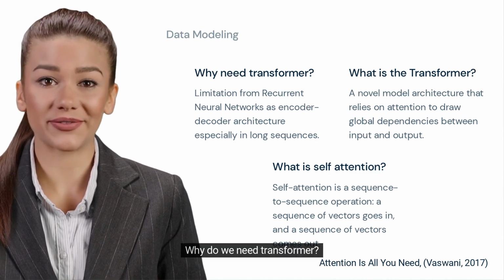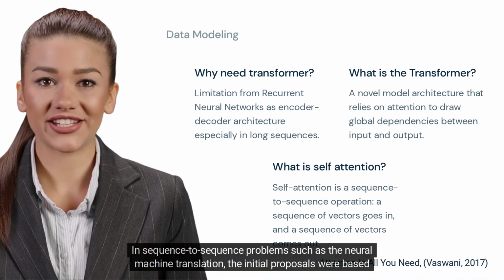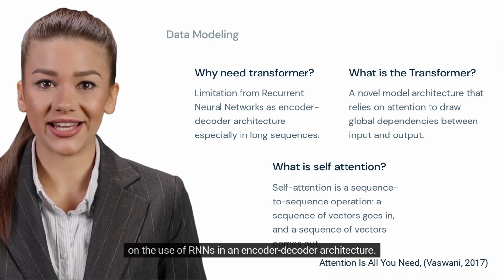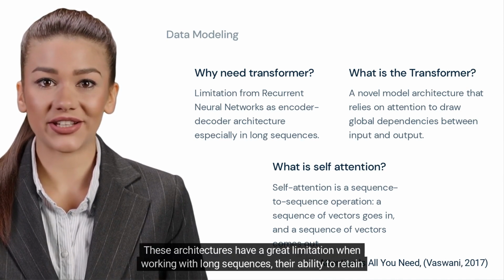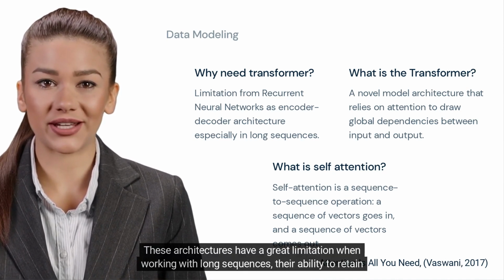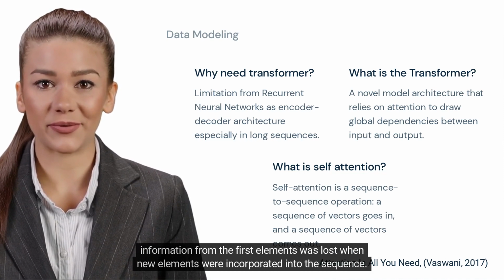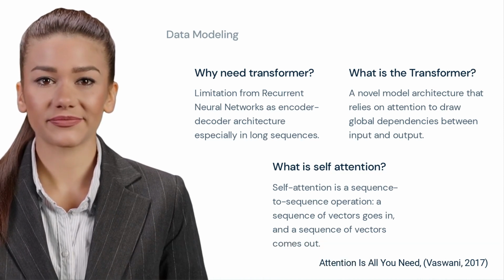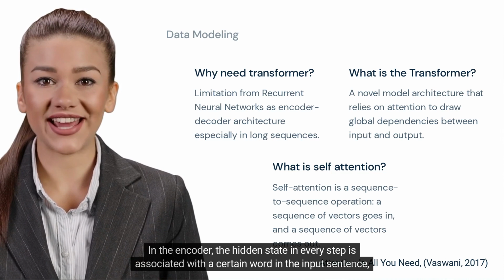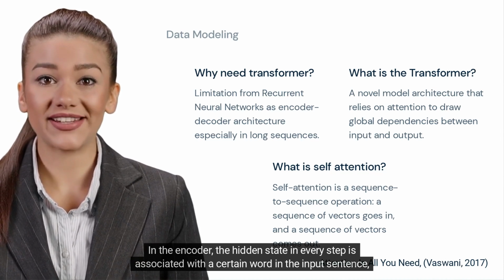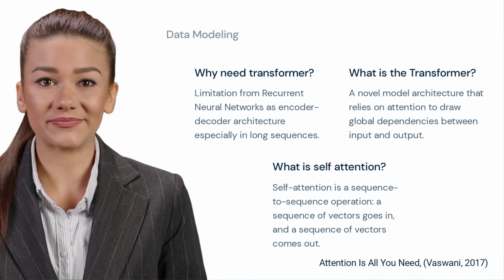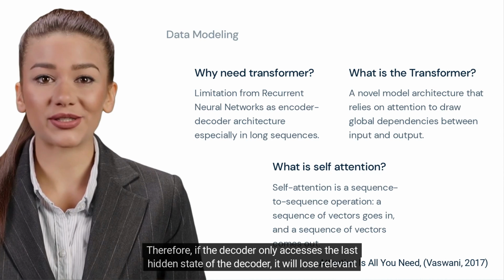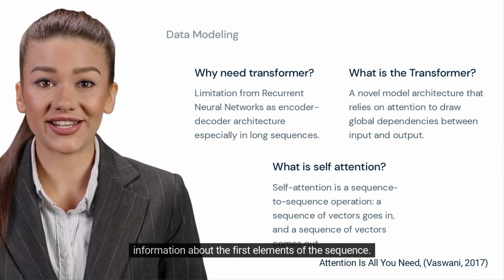Why do we need transformer? In sequence-to-sequence problems such as neural machine translation, the initial proposals were based on the use of RNNs in an encoder-decoder architecture. These architectures have a great limitation when working with long sequences. Their ability to retain information from the first elements was lost when new elements were incorporated into the sequence. In the encoder, the hidden state in every step is associated with a certain word in the input sentence, usually one of the most recent. Therefore, if the decoder only accesses the last hidden state of the encoder, it will lose relevant information about the first elements of the sequence.